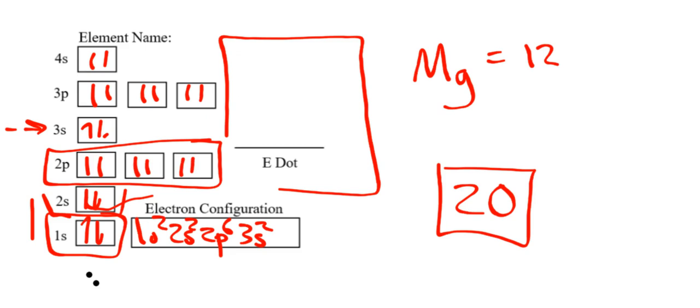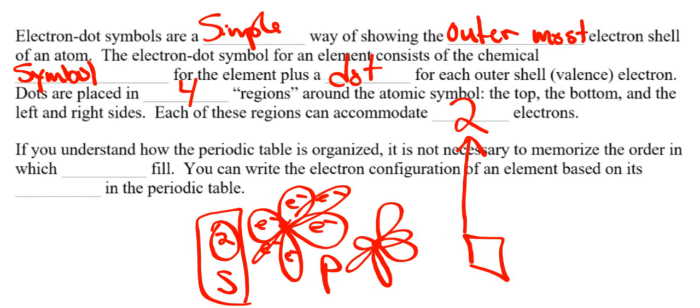Okay, now the dot symbols are going to be very similar as well. If you understand how the periodic table is organized, it is not necessary to memorize the order in which electrons fill. You can write the electron configuration of an element based on its location in the periodic table. All right, so let's do some dots based on these.